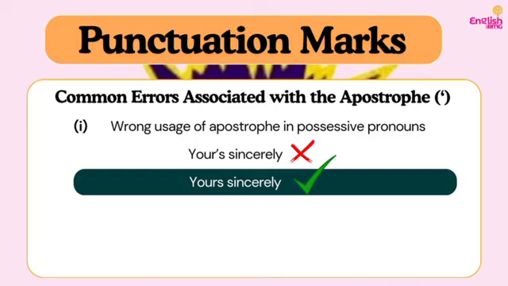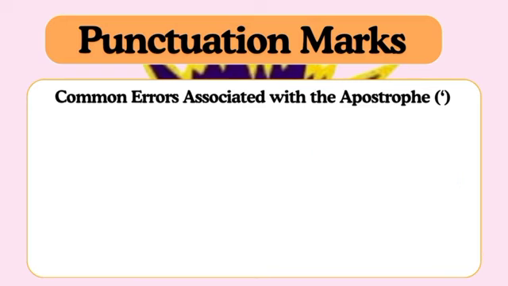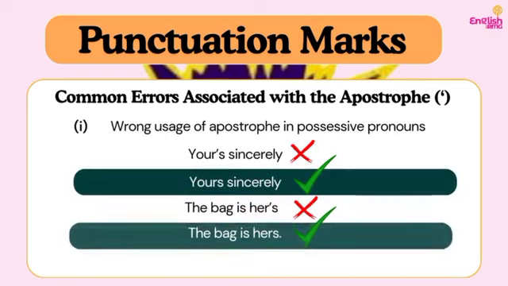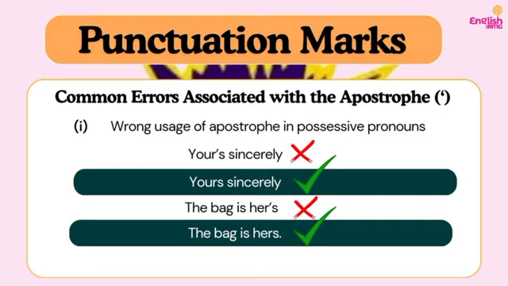Do you understand? So usually students make this mistake in informal letters when they want to end. Now they write yours sincerely, and they spell yours as your apostrophe s. No, that's incorrect. You should say yours sincerely without the apostrophe. Also, do not say the bag is hers by writing her apostrophe s. No, the bag is hers without the apostrophe. That is the correct format because possessive pronouns do not need an apostrophe.